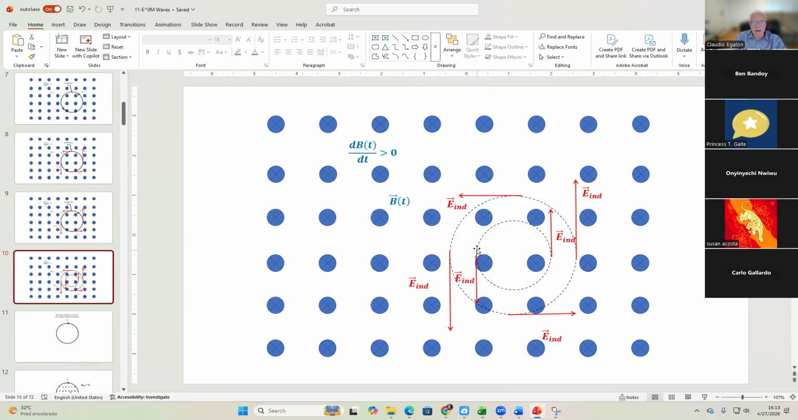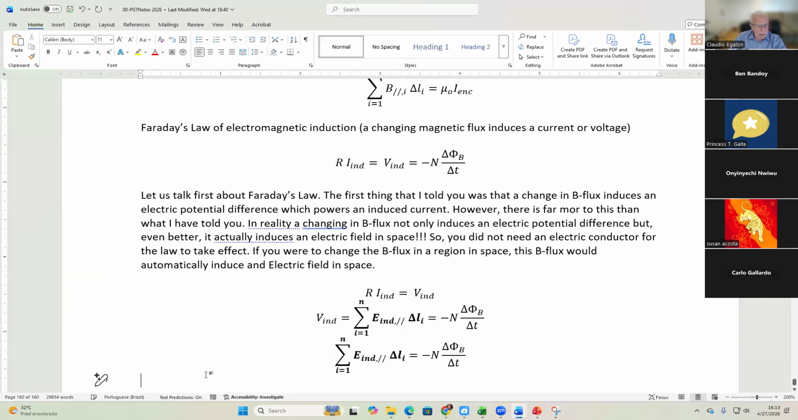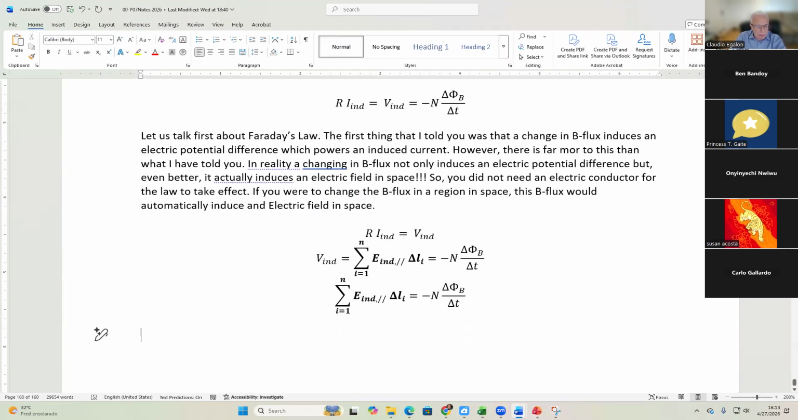You do not need a conductor to induce an electric potential difference. In reality, what's happening is that a change in magnetic flux is inducing an electric field, not an electric potential difference. That's the first important lesson that you have to take home.